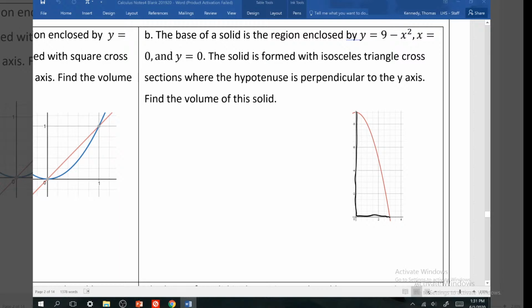So this is an interesting one. It looks like it goes to 3 over here. It goes up to 9 up here because it's 9 minus x squared. So just kind of putting the endpoints on this.